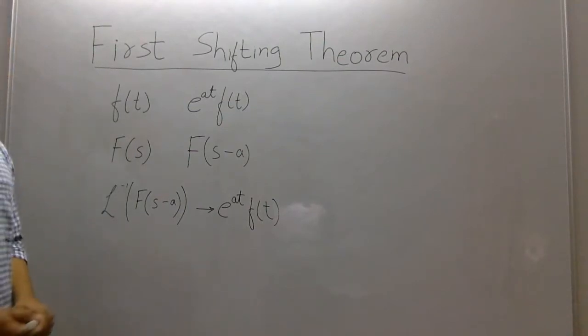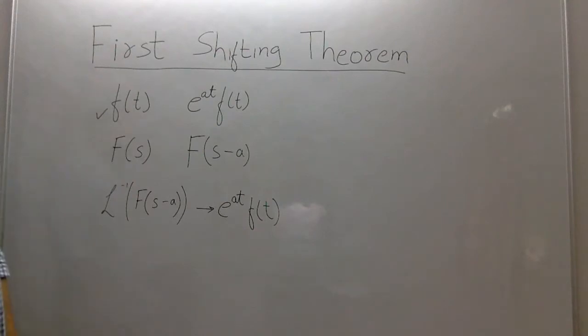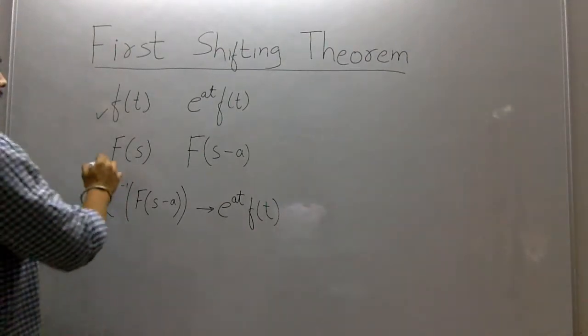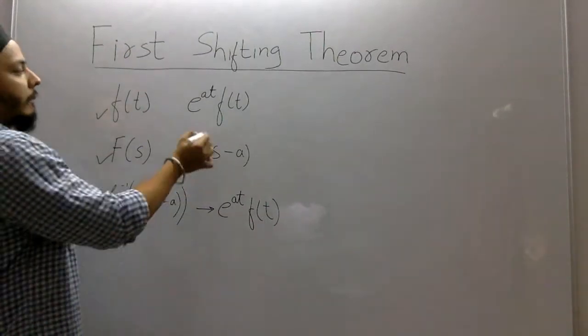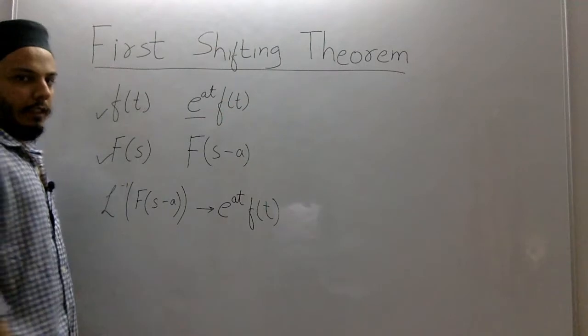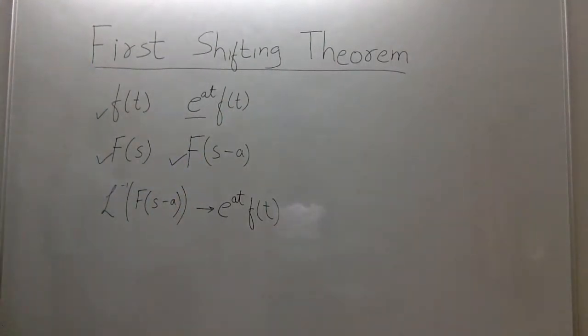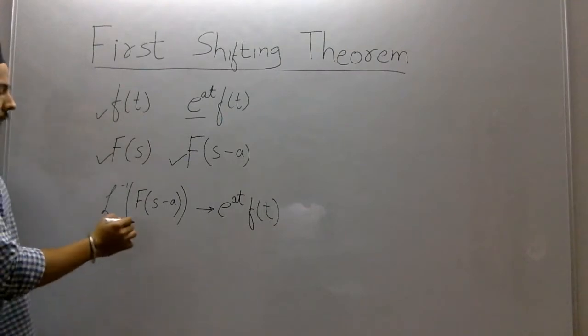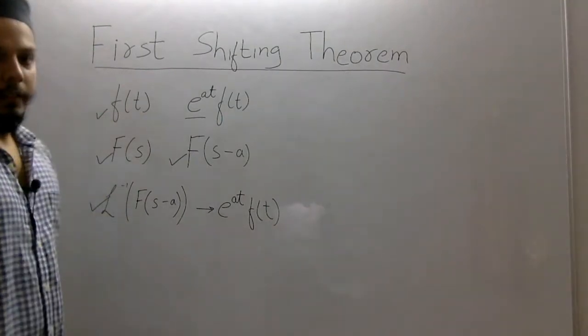Now if we are given a function f of t and we know that the Laplace transformation of that function is given by F of s. If a function is multiplied by e to the power at, the Laplace transformation of that function will be equal to F of s minus a. And the Laplace inverse of F of s minus a will be e to the power at f of t.